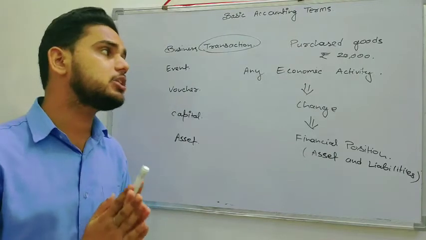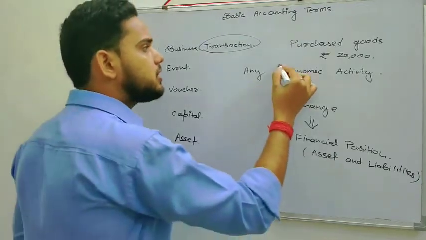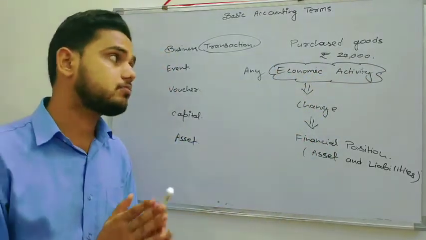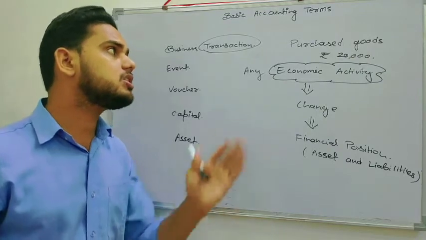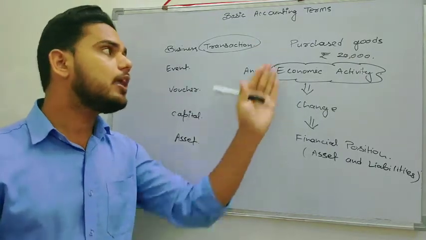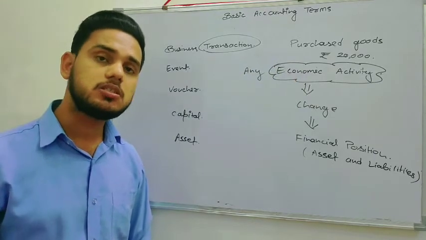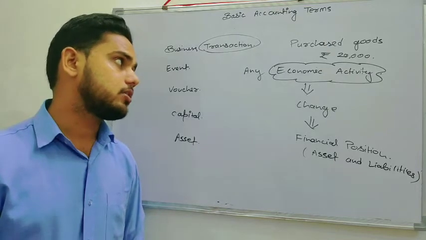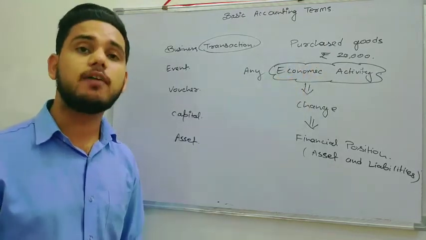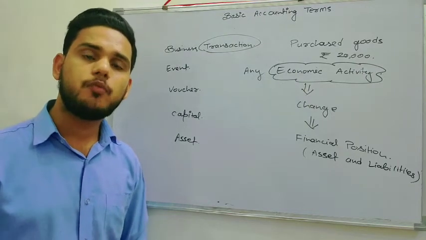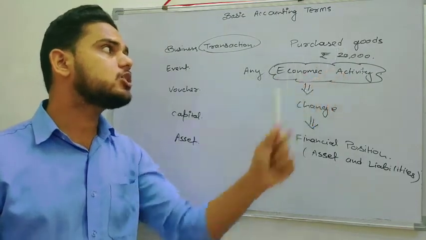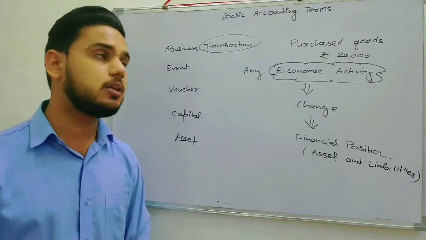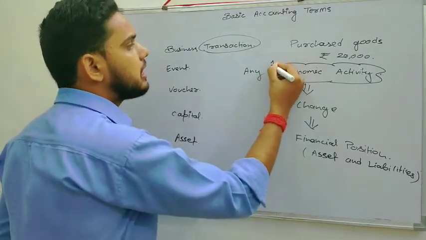So the first condition that we will check is whether that activity is an economic activity or not. You have to see only one thing: what was the purpose behind that activity? Why did you buy some stock? We bought some stock, sir, because we want to sell that stock at a higher price. So behind this purchase, our motive was to make some profit in future. So we can say that purchase of goods worth rupees 20,000 is no doubt an economic activity, right? That was our first condition.